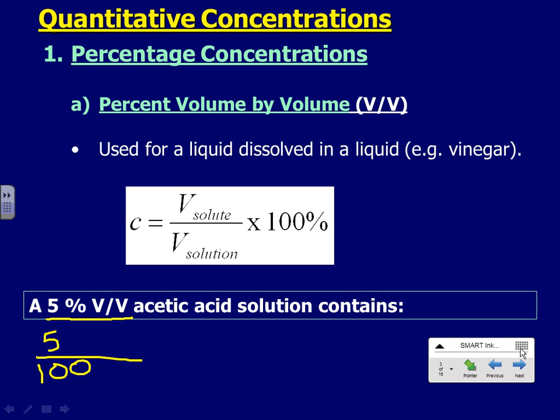Now the V/V tells us what goes with these units. 5 V milliliters. And because it's over V, the bottom one gets milliliters as well. And by the way it's described, we have 5 milliliters of acetic acid per 100 milliliters of the solution.